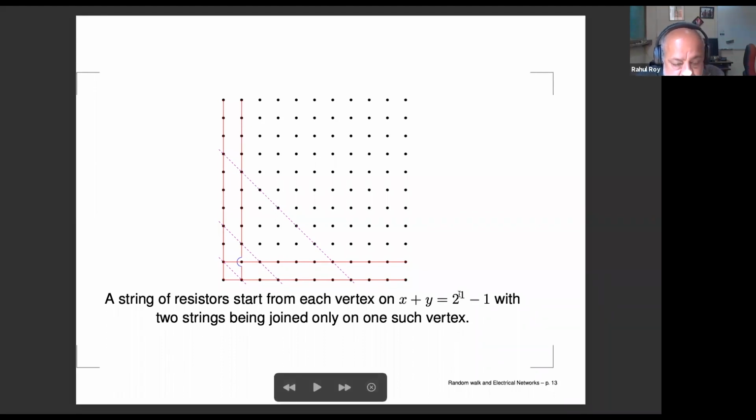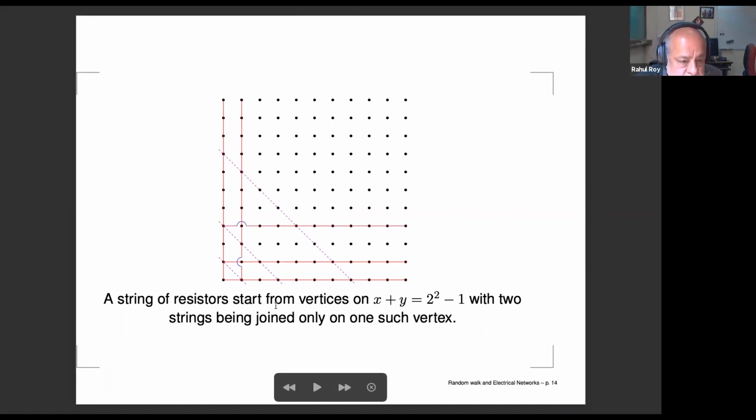And then after 2 to the 1 minus 1, we go to 2 to the 2 minus 1. So 2 to the 2 minus 1 is exactly this. There's this point here, and we go like this. And so this is a string of resistors. There'll also be another string of resistors, which I'm showing in the next page, from this vertex, because this is on the line x plus y equal to 3. From here, we go on like this. Then from here, we go on like this. And then from here, we go on like this, because these already exist. So these are the new resistors which I have added.